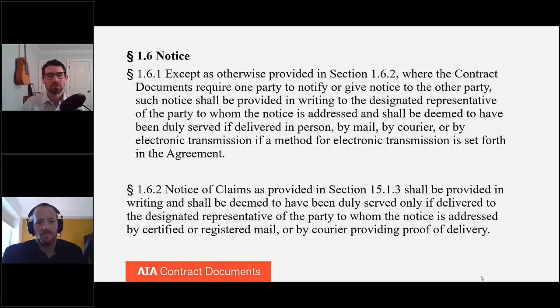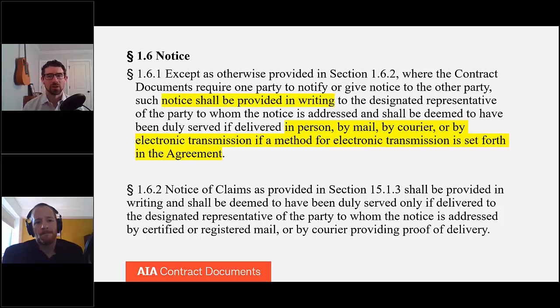So section 1.6.1, as you can see on the screen here, if you're going to give regular notice, notice shall be provided in writing, and it has to be delivered in person, by mail, by courier, or by electronic transmission if a method for electronic transmission is set forth in the agreement.